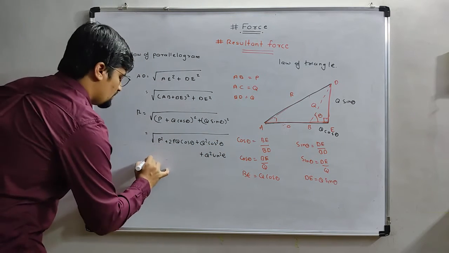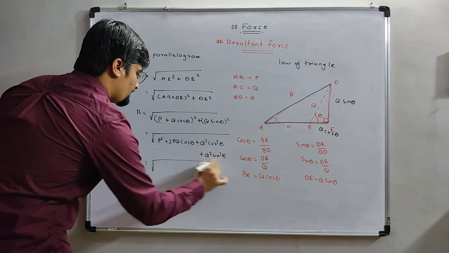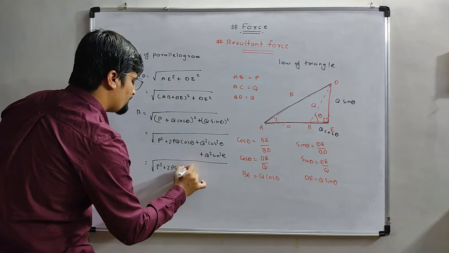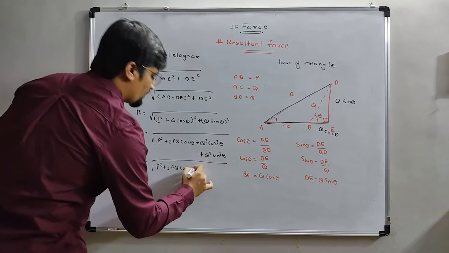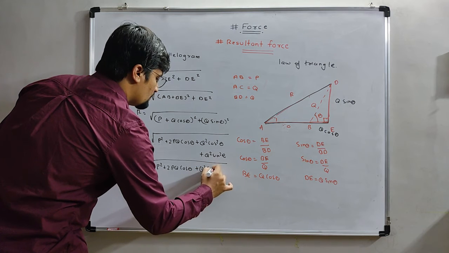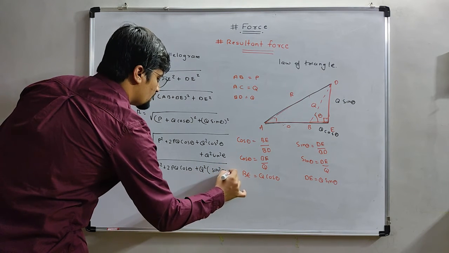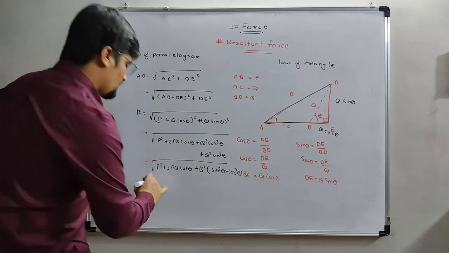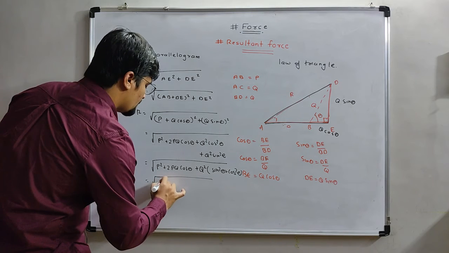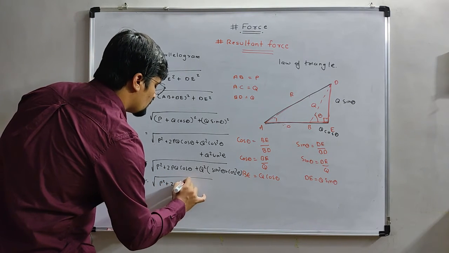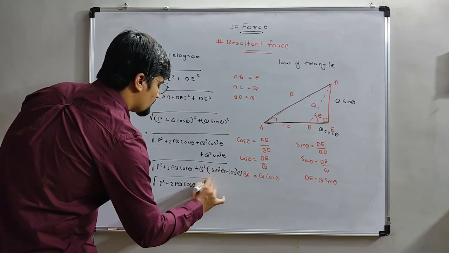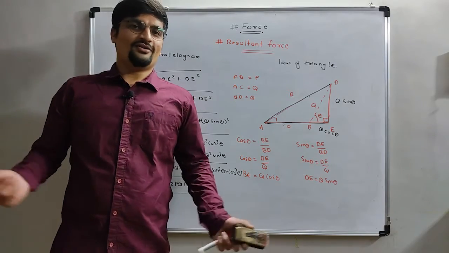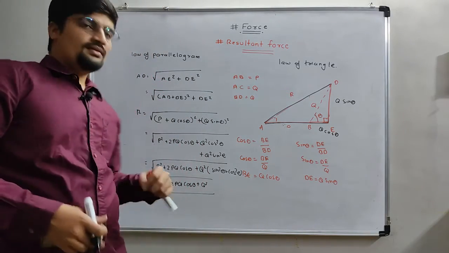Open up the brackets. Now you can write it as P square plus 2PQ cos theta. Let me take Q square common: Q square times sin square theta plus cos square theta. Now we all know that sin square theta plus cos square theta is equal to 1. That's why the equation will be P square plus 2PQ cos theta plus Q square. This is the equation of R. I hope you all understand how I find the equation of R.